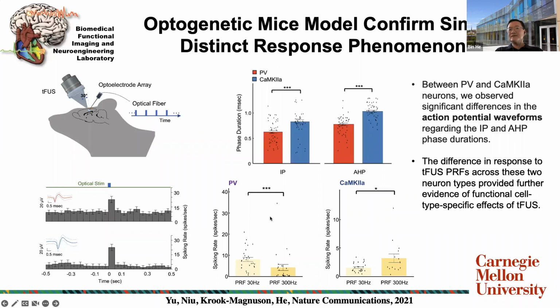In this case, what is interesting for the PV neuron is it's not insensitive like in rat. In this case, there's an inverse relationship. You increase PRF, but then you see a decrease. But at least they have two different distinctive responses to ultrasound stimulation for these two neuron types.